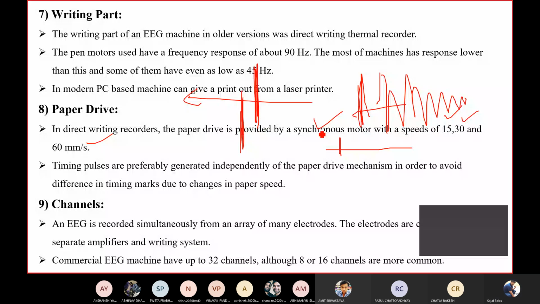Okay, and then once it is converted to a digital signal, you can display it on an oscilloscope, or you can send it to a computer, and then the computer will display the EEG wave on the monitor, and along with that it will store it in a hard disk, right? And it can also be displayed on an oscilloscope.